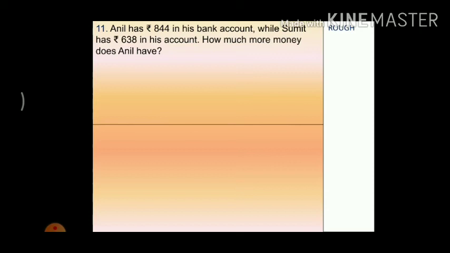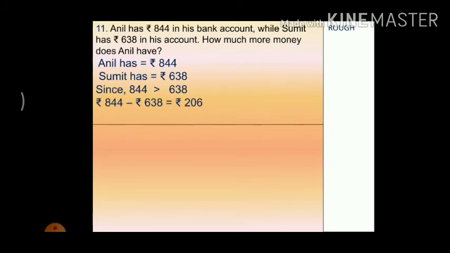So let's start with the statements. I have already mentioned to you that statements are an important part of word problems. So let's begin. Anil has rupees 844 and Sumit has rupees 638. Since 844 is greater than 638, we will subtract 638 from 844. And after doing the subtraction, in the rough area, the answer is 206.